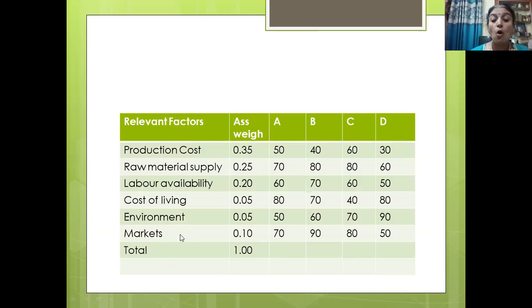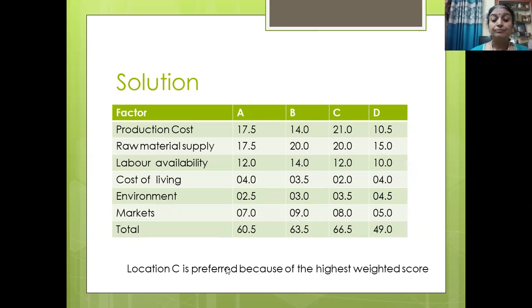Like this, we have to do for all the factors here. So this is the multiplied result, that is production cost 17.5, 14, 21, 10.5. And raw material again 17.5, 20, 20, 15. Like this, all the multiplication is done and the value is written here. So we should take the total for A, the total for B and also C and also D. So see here, 60.5, 63.5, 66.5 and 49.